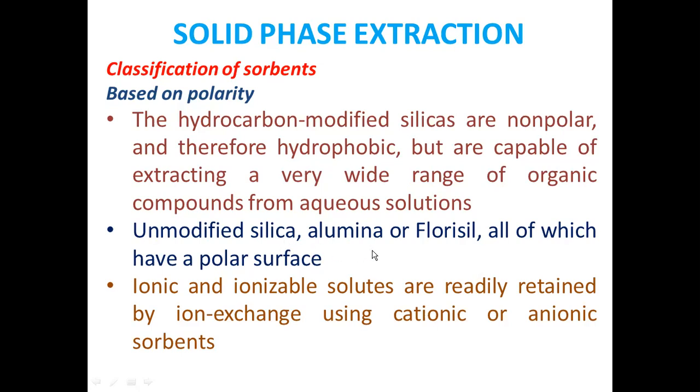Along with unmodified silica, even alumina, Al2O3, and fluorosil, all of them are polar. So when you use this more polar sorbent and pass a sample solution containing polar, non-polar, and intermediately polar solutes, the polar solute's residence time in the sorbent bed will be more when compared to the rest. So non-polar solutes will move faster.